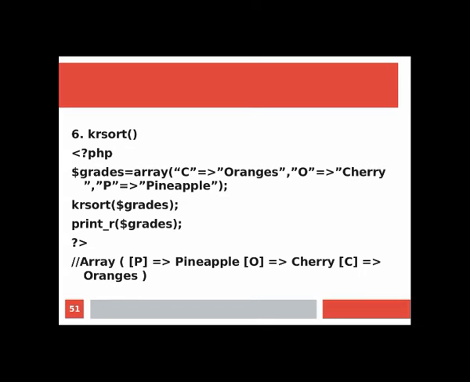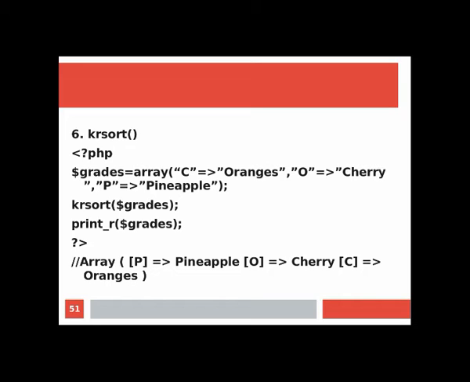That function sorts the keys of an array in descending order while maintaining the key-value association. That's why we took the statement krsort($grades); and to print the complete array, we took the display statement print_r($grades); which is an array variable. Hence the output, because of print_r, will be Array, then subscript P arrow pineapple.